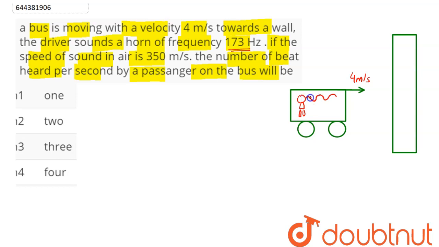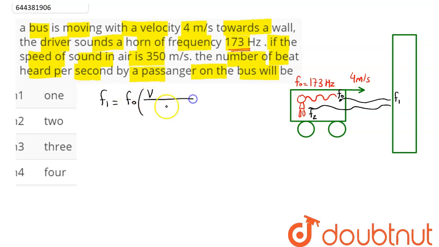In this case, one sound pulse goes direct from the bus to this passenger, which here is F0, equal to 173 Hz. The next frequency comes after reflection from the wall. So this frequency hits the wall and gets reflected. We need to find the difference of these two frequencies. The frequency emitted from the horn is F0. Reaching this fixed wall, this frequency F1 gets reflected and reaches back to the passenger as F2.